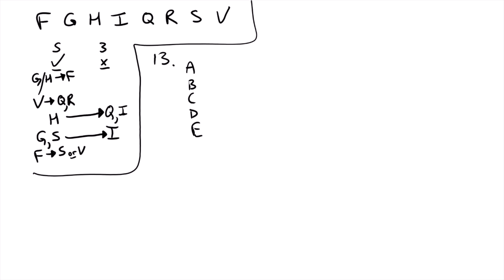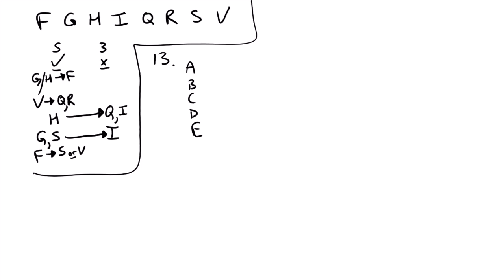So as always, we're going to start with the first rule. We're going to go through the rules in order, and we're going to look for all the answer choices that break that first rule. So the first rule says that if either G or H is in, then F has to be in. And they're giving us the ones that are selected, right?